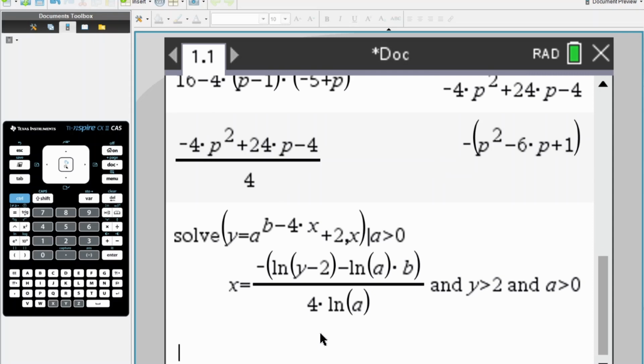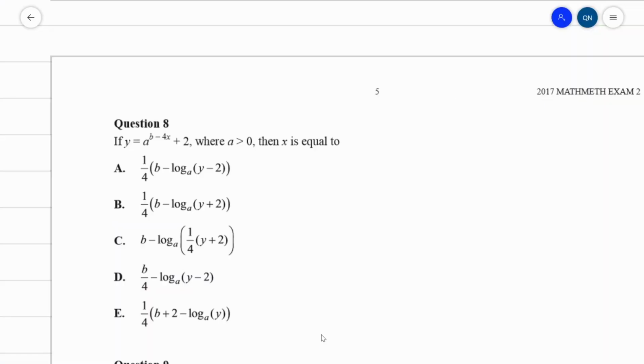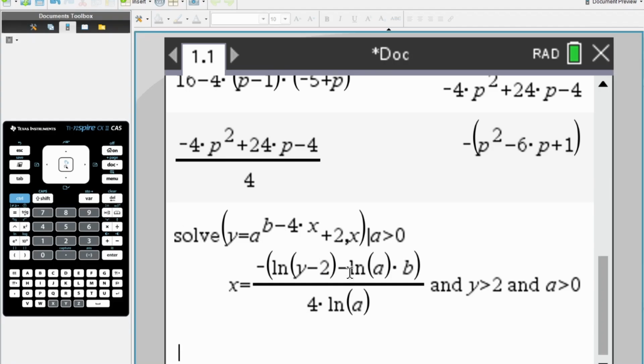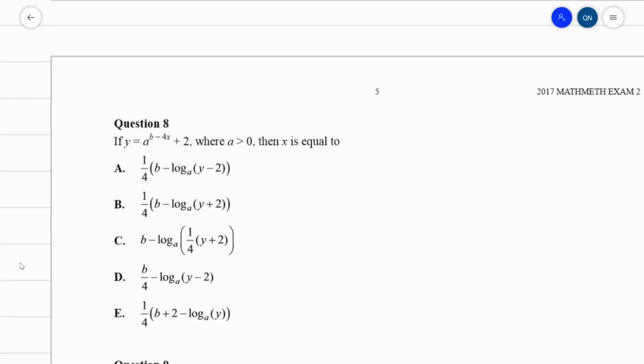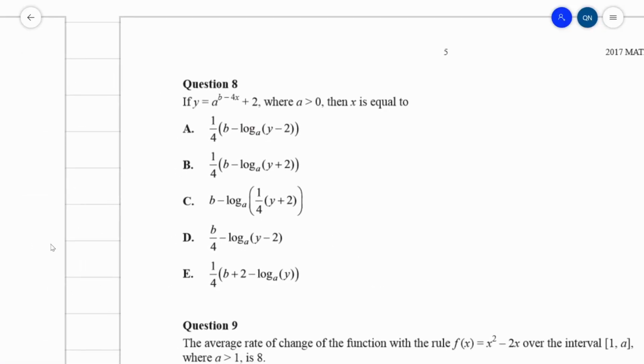And yeah, I don't think the CAS liked that at all. Maybe you can simplify it a little bit, but maybe we'll just do it by hand because that's not going to work out too well.